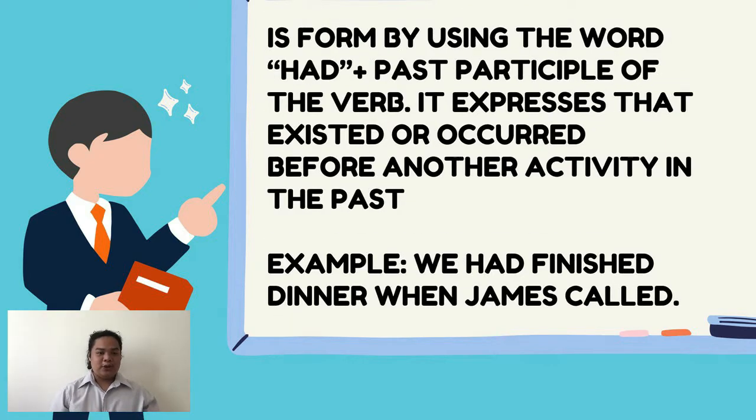Now let us move on to our next topic, which is the past perfect tense. So the past perfect tense is formed by using the word had plus the past participle of the verb. It expresses an activity that existed or occurred before another activity in the past. For example, we had finished dinner when James called.